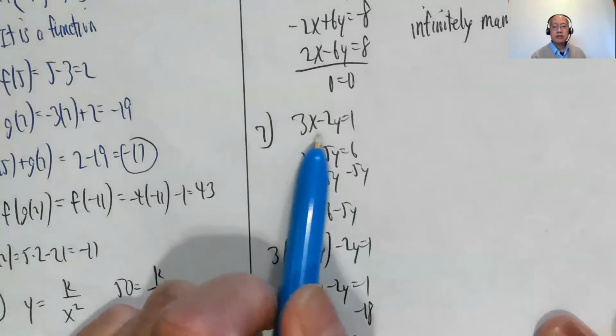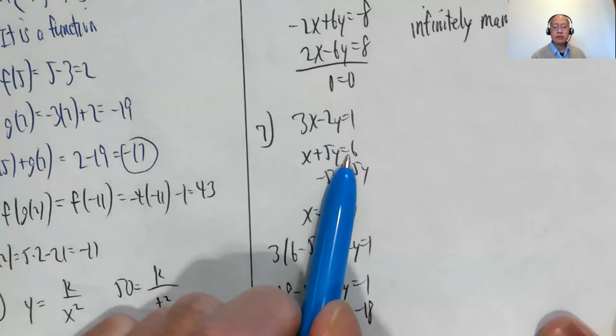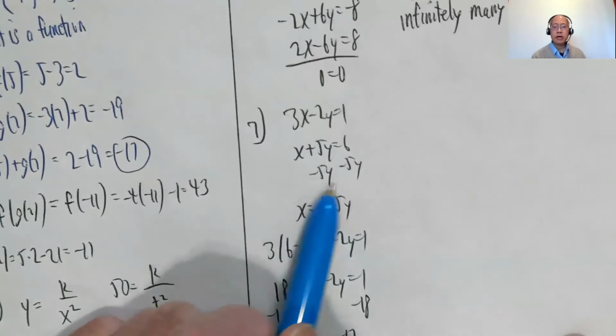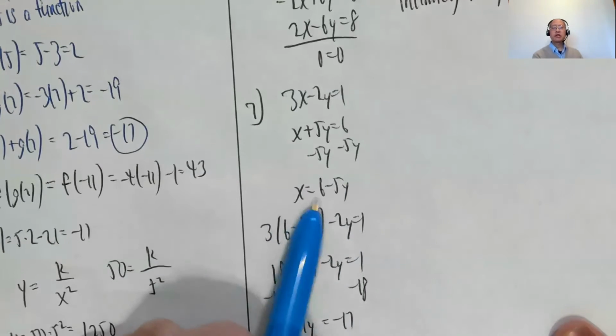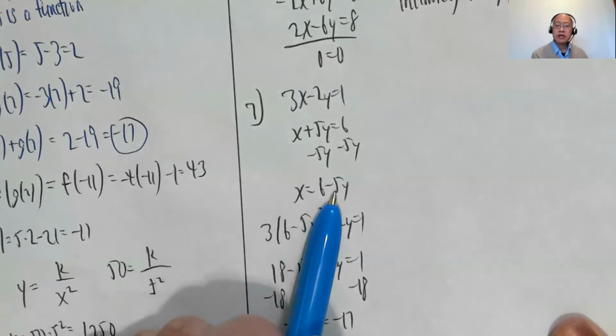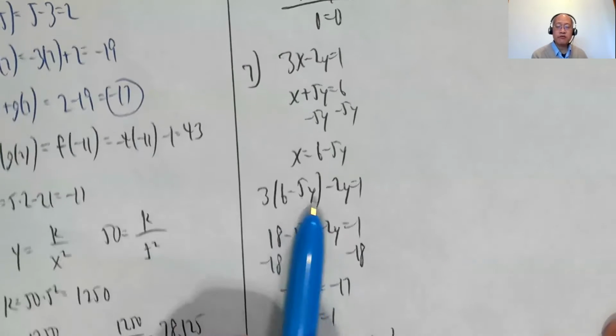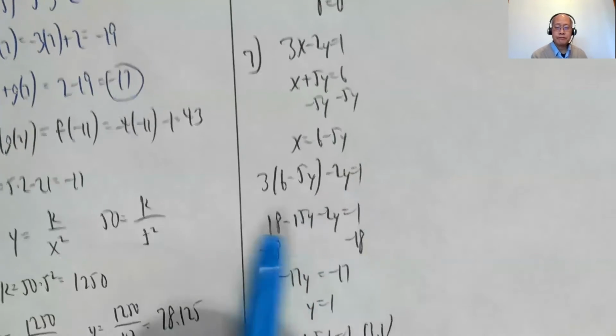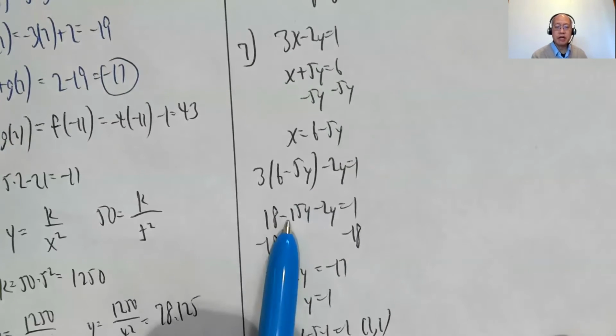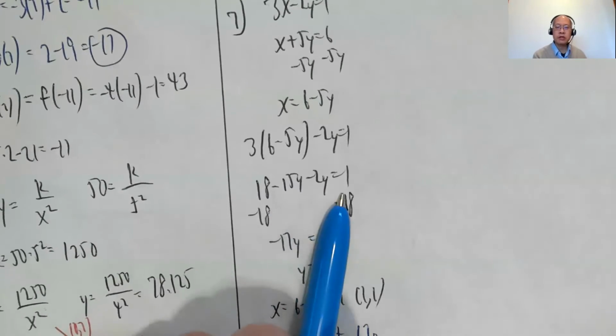7, 3x minus 2y equals 1, x plus 5y equals 6. Subtract 5y on both sides of this equation. X equals 6 minus 5y. Now that I've isolated x, I plug it back into this equation. 3 times 6 minus 5y minus 2y equals 1. Distribute: 18 minus 15y minus 2y equals 1.